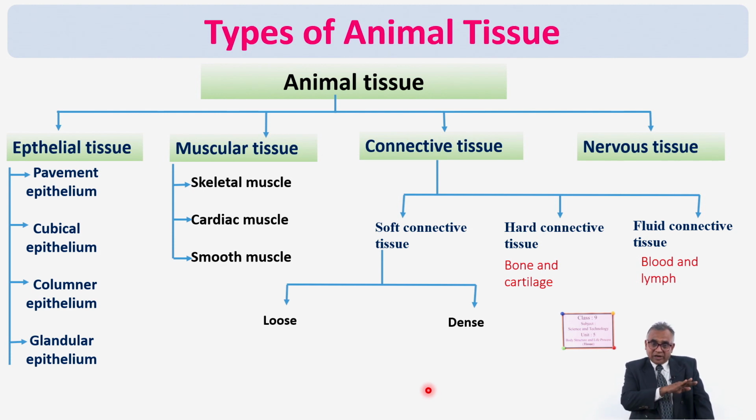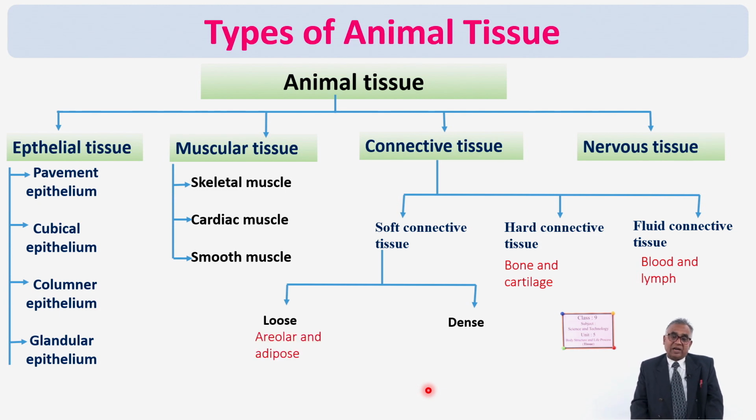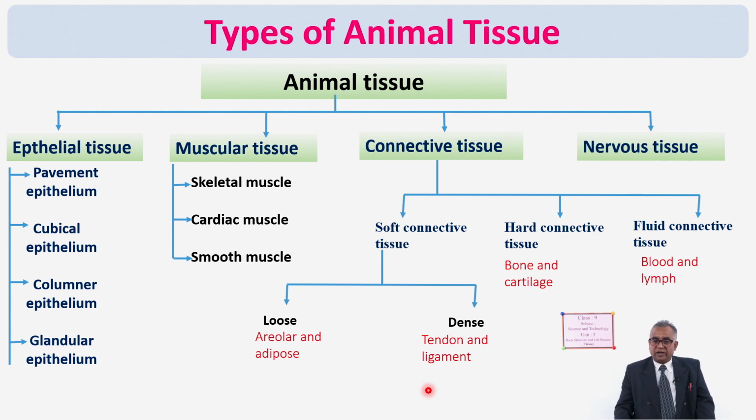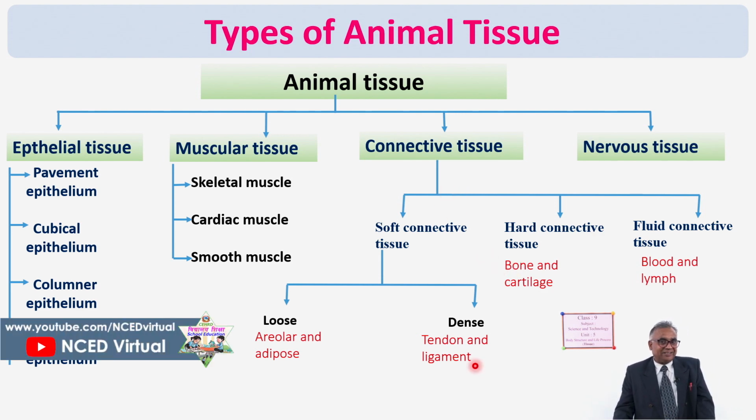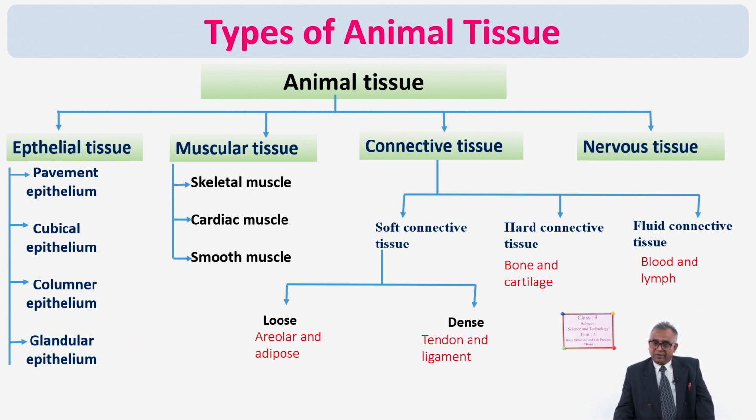Relatively, plant tissue has a number of tissues, many more types of tissues. So loose connective tissue examples are areolar and adipose. And in dense connective tissue, there are what? Tendon and ligaments. So name, keep in your brain.